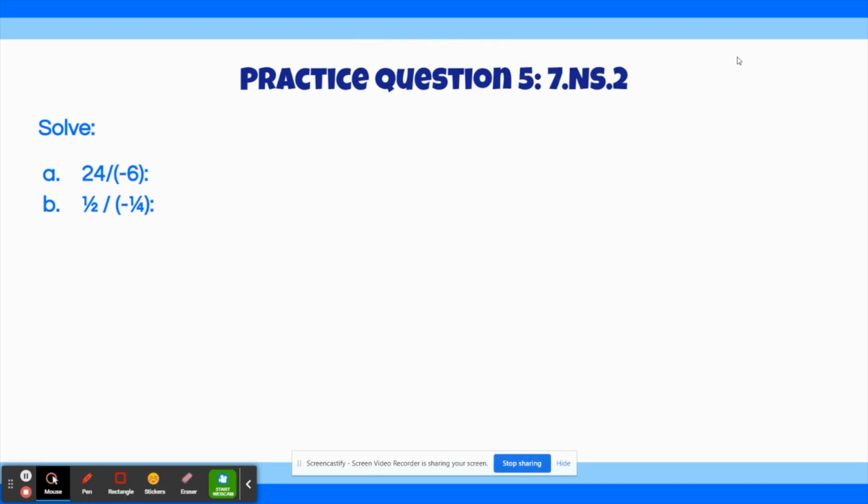Okay, so practice question 5 also has two parts. The first one says 24 over in parentheses -6, and the second one says 1/2 divided by in parentheses -1/4. So you guys can pause the video and solve this one by yourselves, and when you're ready to see the answer, you can play the video.